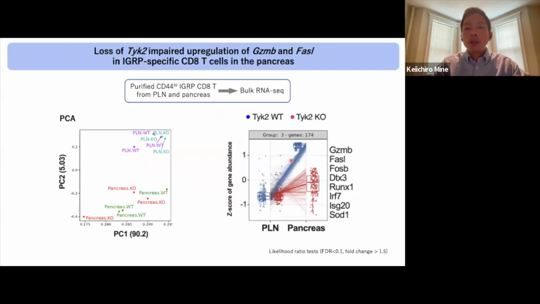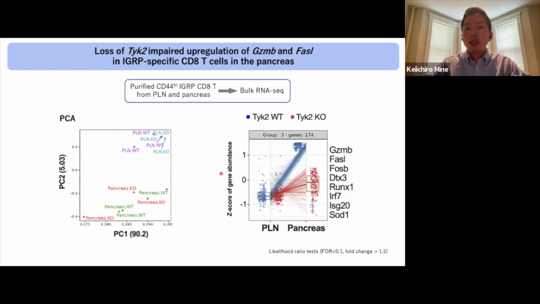Next, to reveal the effector function in CD8 T cells, we performed RNA sequencing analysis on purified antigen-experienced IGRP-specific CD8 T cells in the pancreatic lymph node and pancreas. The gene expression profiles of the cells in the pancreas differed from those in the pancreatic lymph node, regardless of the TYK2 gene genotype.